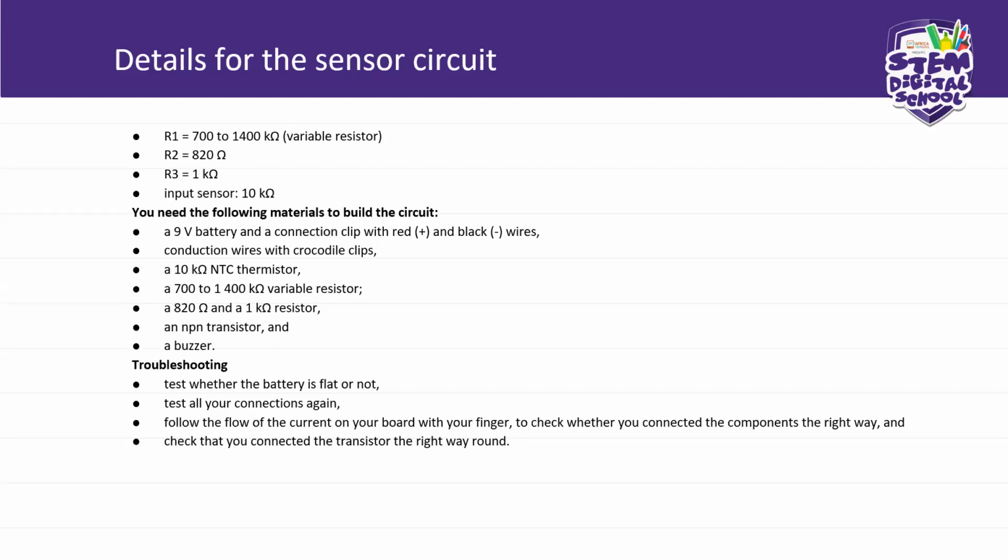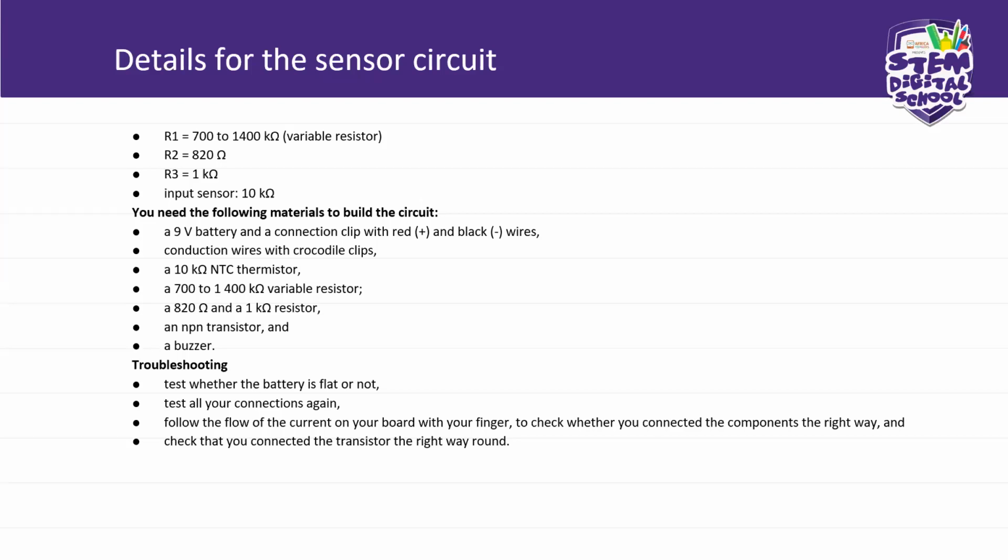The PTC is for the fridge. The NTC is for the fire alarm. Right, and then you get a 700 to 1,400 ohm variable resistor, and then you get 820 ohm and 1 kilo ohm resistor, and then NPN transistor.